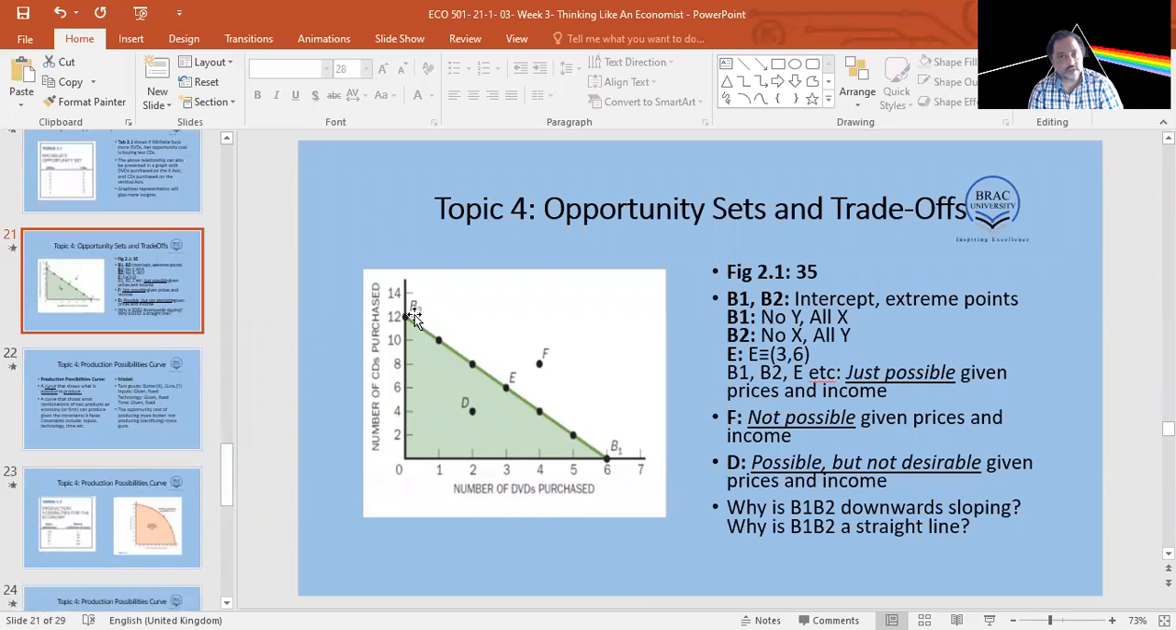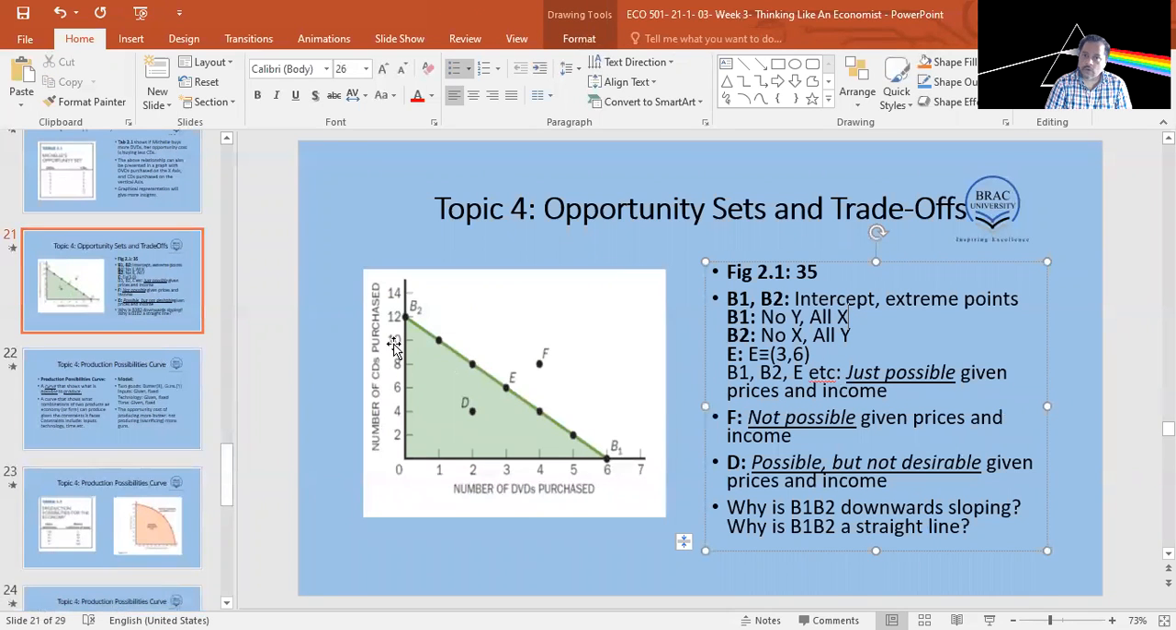In the previous part, we said that if Michelle decides to buy only DVDs, she can buy a maximum of 6 units with her budget of 120. If she decides to buy only CDs, she can buy 12 units of CDs given her budget of 120. B1 is all X, no Y. Conversely, B2 is all Y, no X.